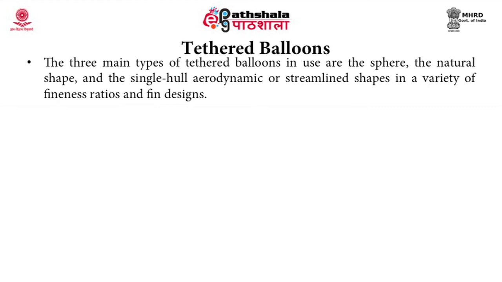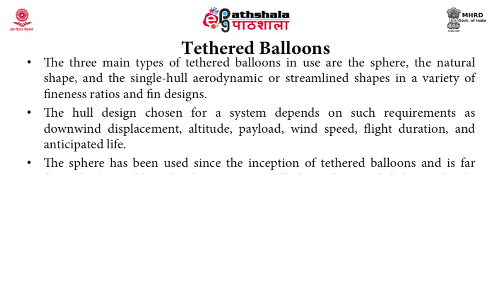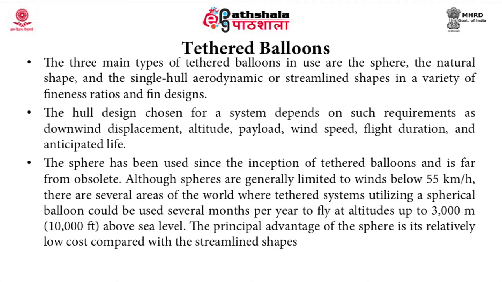The hull design chosen for a system depends on such requirements as downwind displacement, altitude, payload, wind speed, flight duration, and anticipated life. The sphere has been used since the inception of tethered balloons and is far from obsolete. Although they are generally limited to winds below 55 km per hour, there are several areas of the world where tethered systems utilizing a spherical balloon could be used several months per year to fly at altitudes up to 3000 meters above sea level. The principal advantage of the sphere is its relatively low cost compared with streamlined shapes.